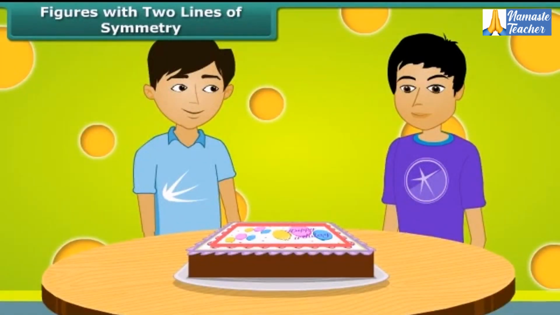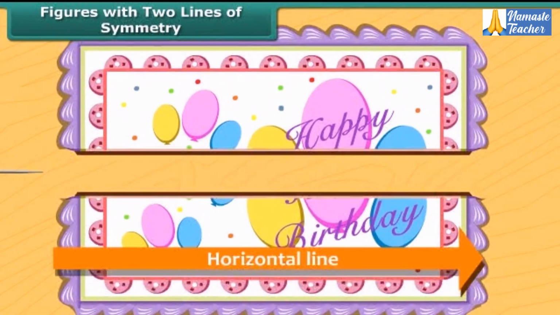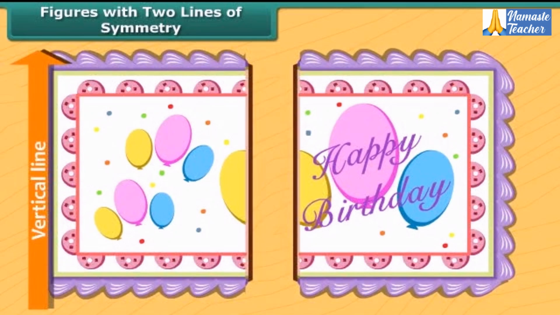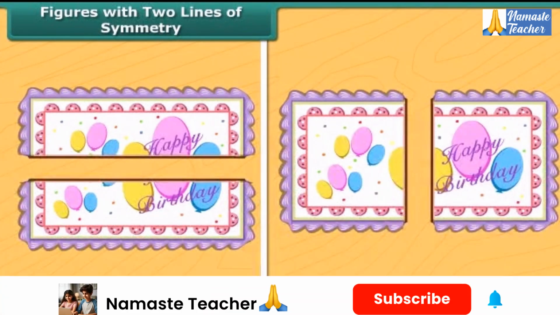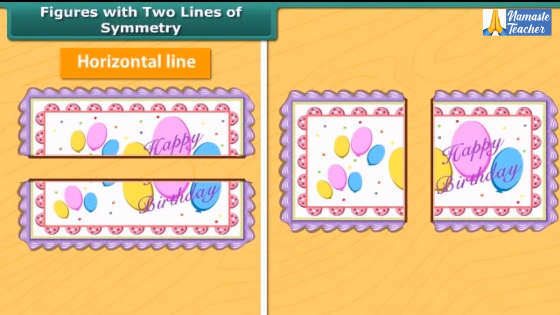Manu and Mrinal have one rectangular cake. Each of them wants exactly half of it. The cake can be divided in two ways to give equal halves. Do you want to know how? Let us find out. The cake can be divided along the horizontal line so that its two halves match each other. It can also be divided along the vertical line. So the cake has two lines of symmetry along which it can be divided to give two identical halves. Thus we can say that a rectangle has two lines of symmetry.